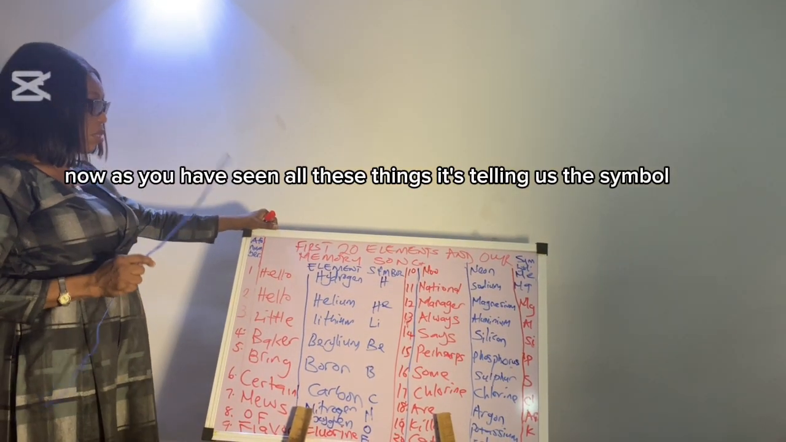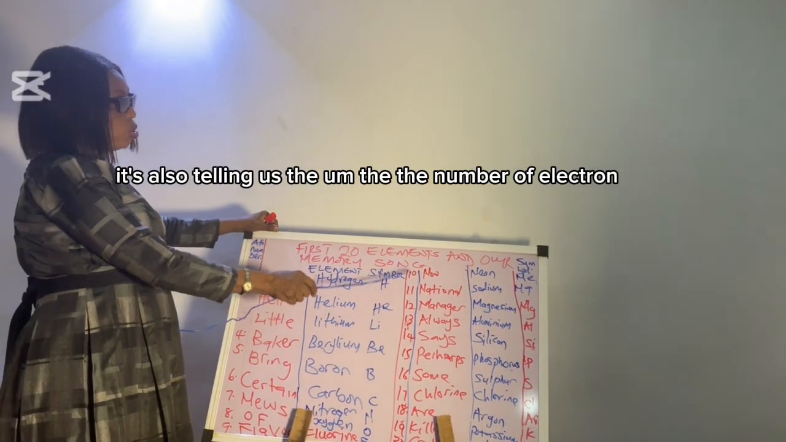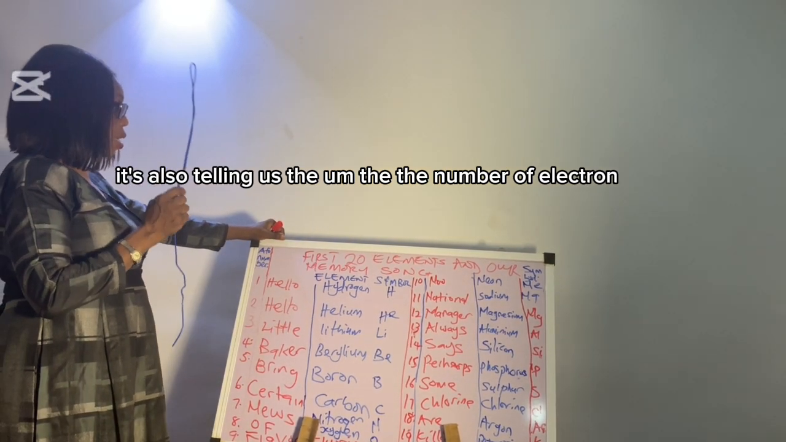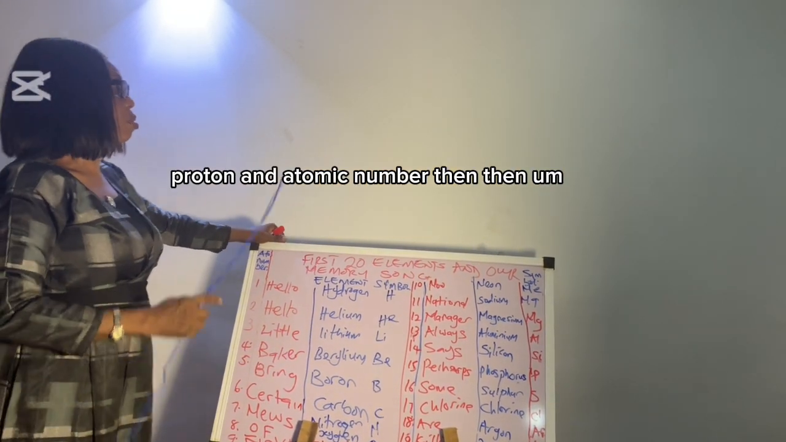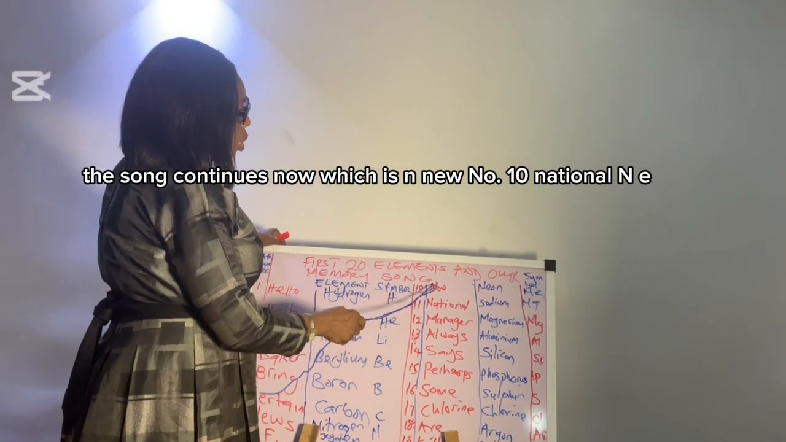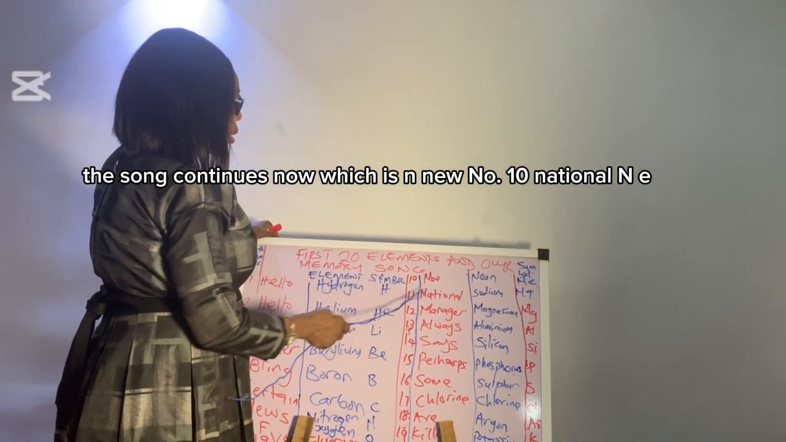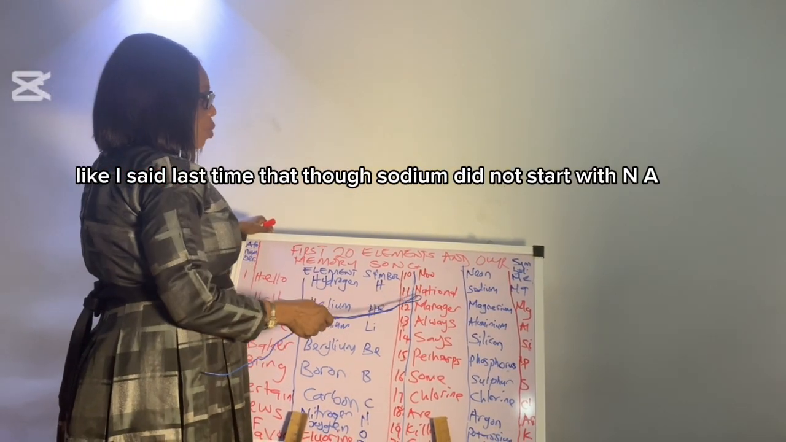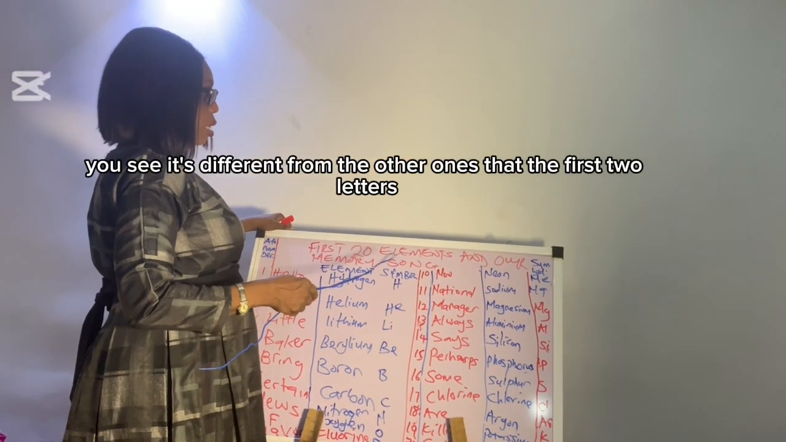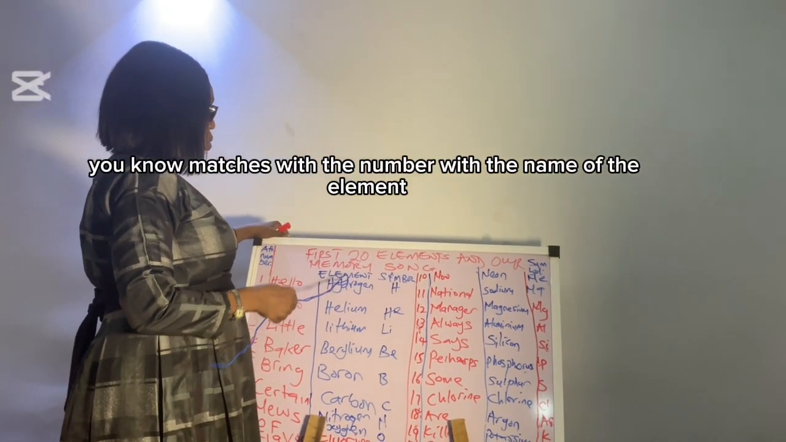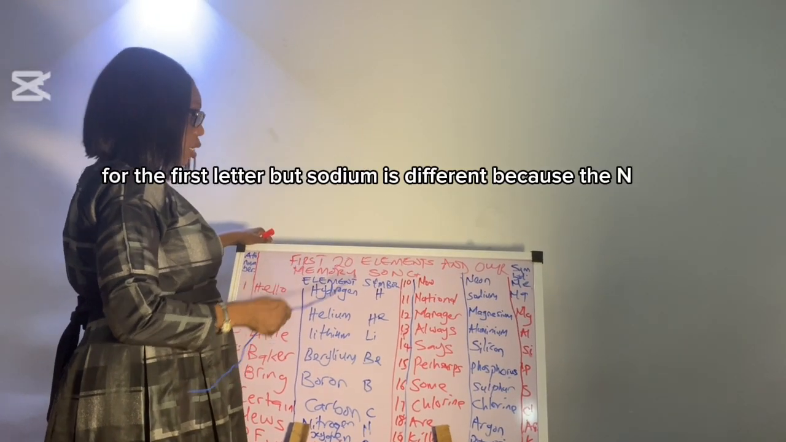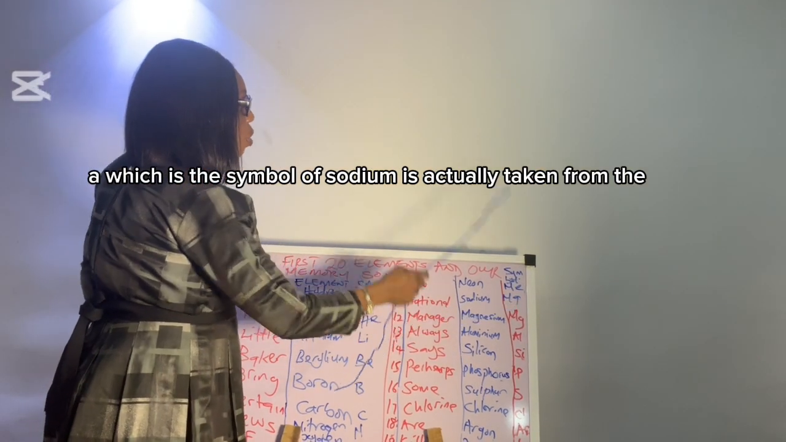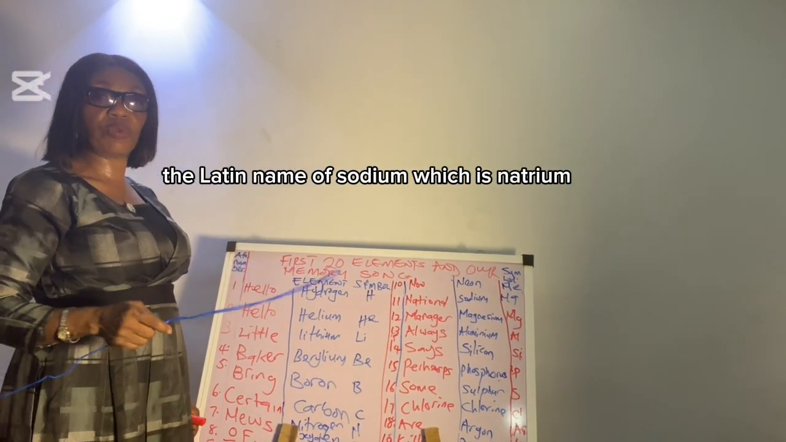Now, as we are saying all these things, it's telling us the symbol. It's also telling us the number of electrons, protons, and the atomic number. Then the song continues. Now, which is Ne, number 10. National, Na. Like I said last time, though sodium does not start with Na, it's different from the other ones, where the first two letters merge with the name of the element or the first letter. But sodium is different because the Na, which is the symbol of sodium, is actually taken from the Latin name of sodium, which is natron.